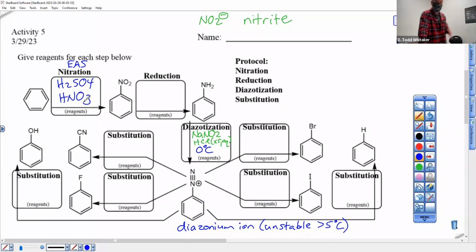Reduction. Any ideas? NaNO2? No, that's going to make an amine into a diazonium ion. This is reduction. Yes. You can use lithium aluminum hydride followed by HCl.